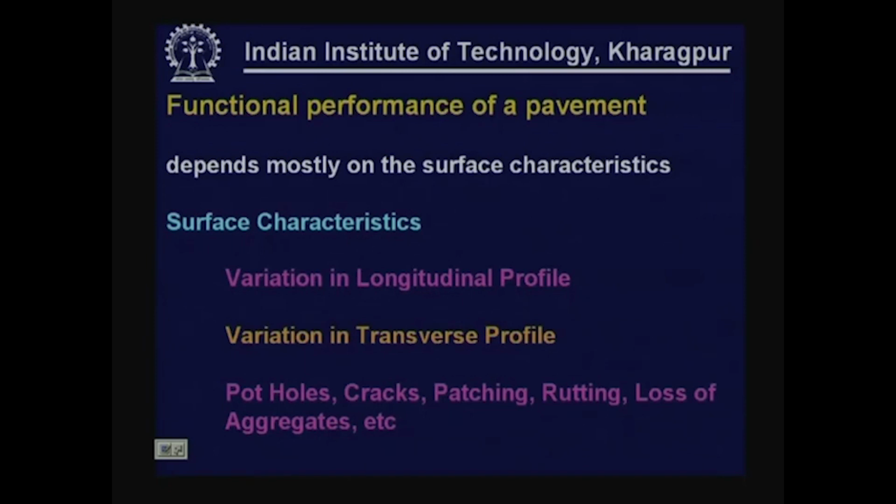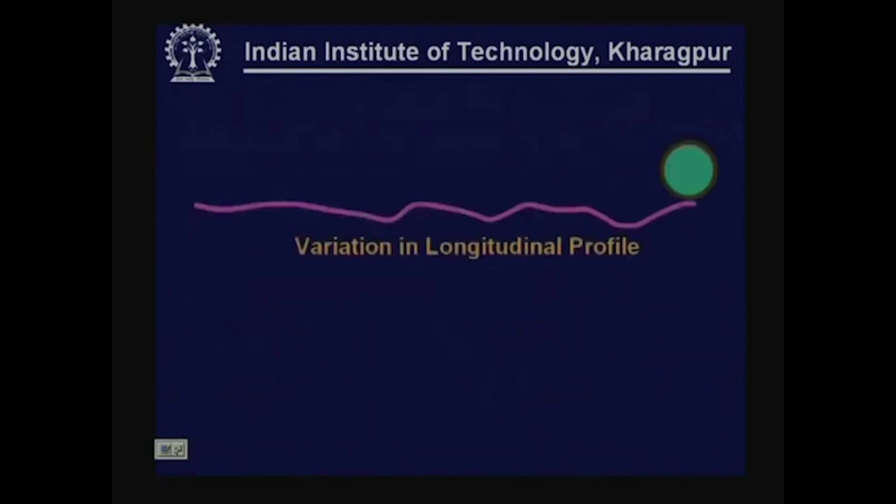So, the functional performance mostly depends on surface characteristics such as variation in longitudinal profile, variation in transverse profile, and also the presence of potholes, cracking, patches, rutting, loss of aggregates, and various other surface distresses that we can see on pavements.